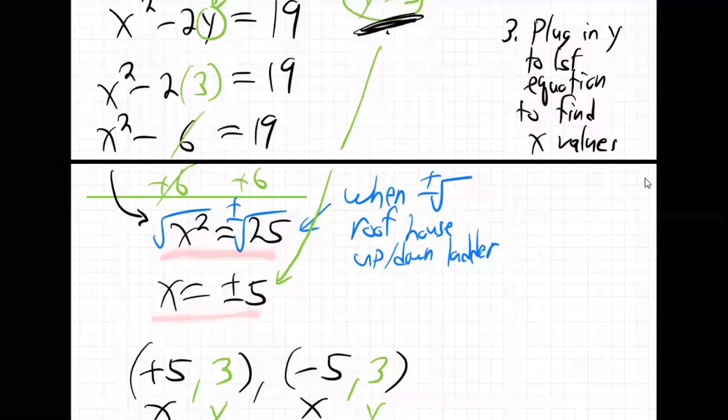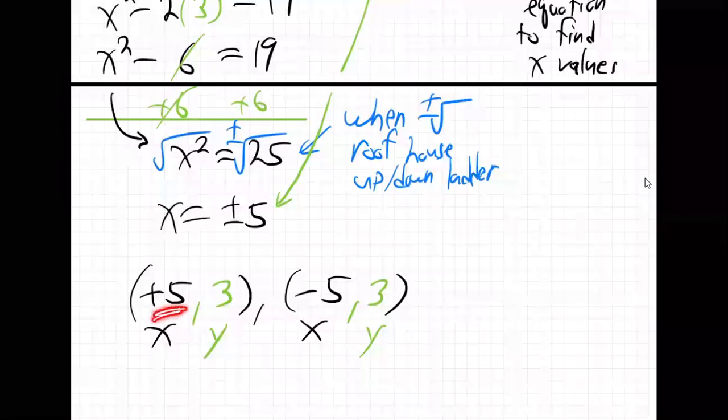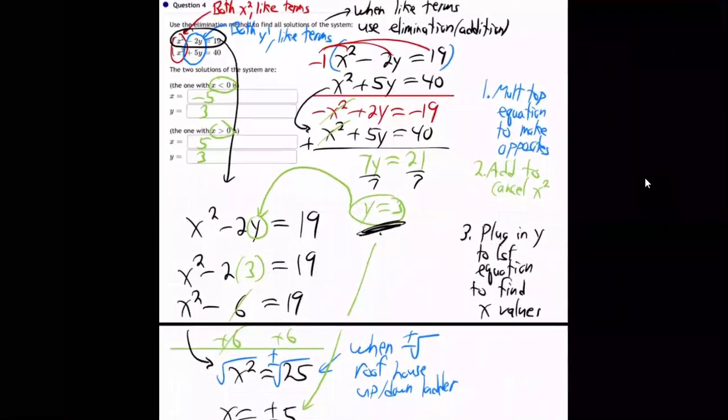and rooted it. Whenever you do the roof on the house, up and down the ladder, plus or minus when you put a square root. So I got two answers for x. A lot of people forget that. When you put a root on, you got to do plus or minus. So those two different x answers both went with y is 3. So there's our two complete answers to question number 4. There we go.